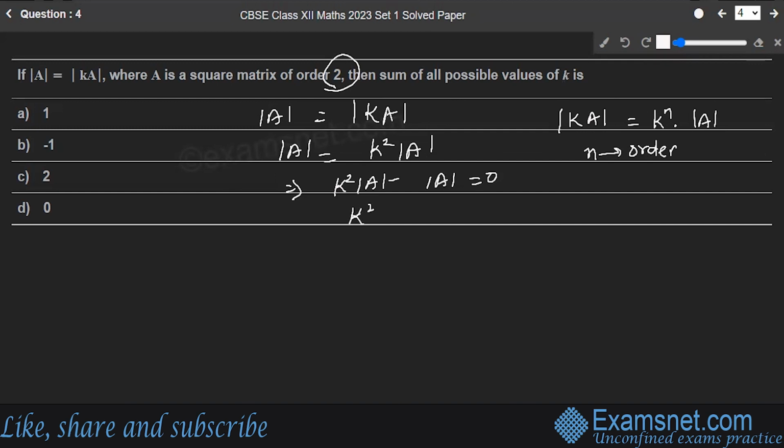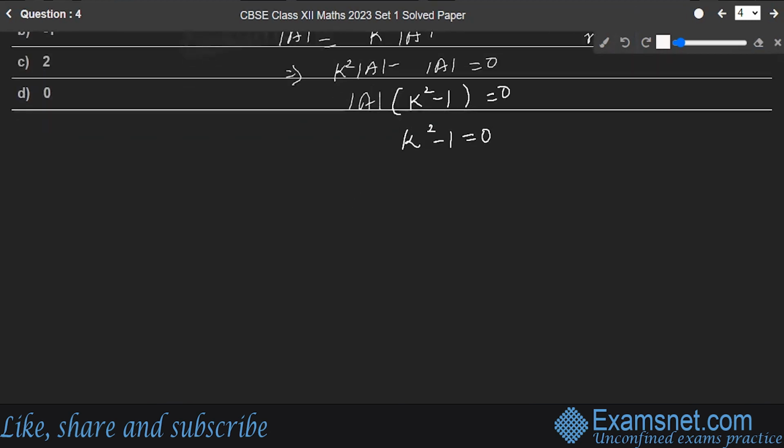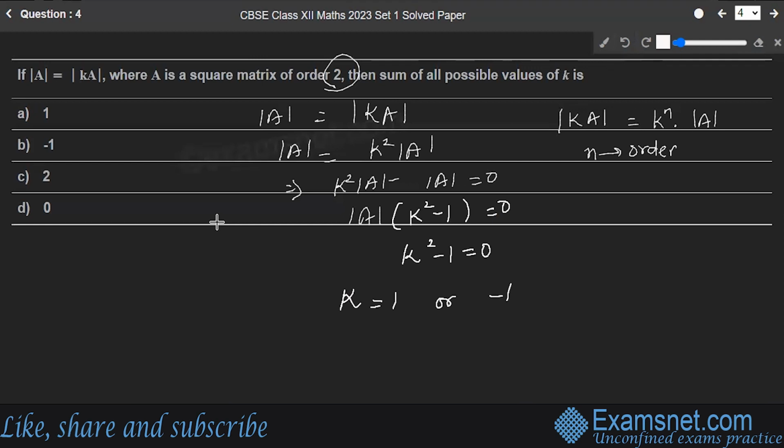Over here, you can say K square determinant of A minus determinant of A is equal to 0. I'll take determinant of A common. So, sorry, K square minus 1 is equal to 0. K may be equal to 1, or K may be equal to minus 1. So in the question you have to find the sum of all possible values of K.